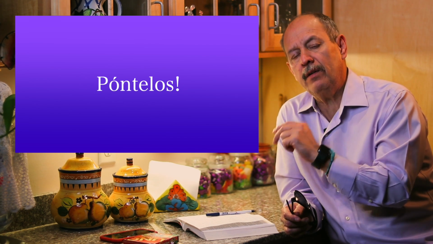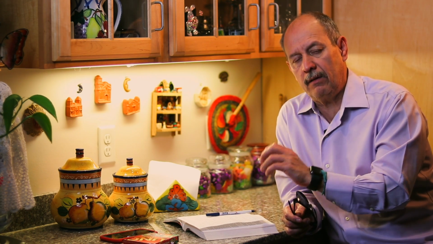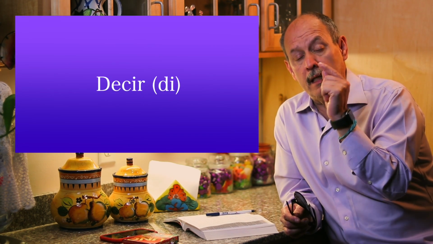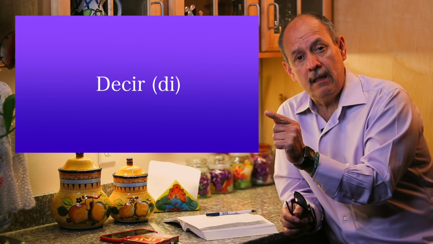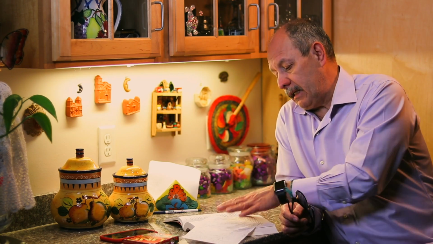Now, that's another irregular verb, right? I will summarize the 8 irregular verbs in a moment, but in the last 2 sentences, I have been using 2 irregular ones. Decir, that is di, and poner, that is pon. What other verbs are irregular?